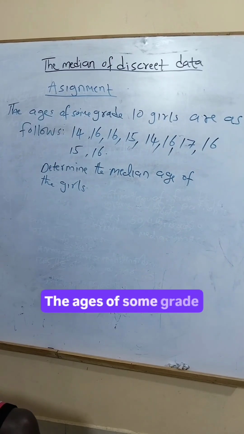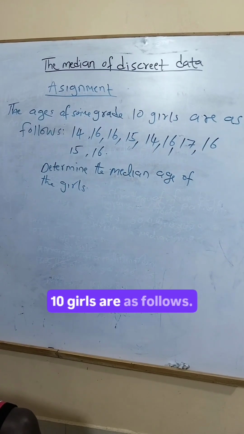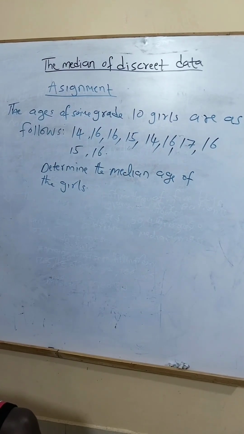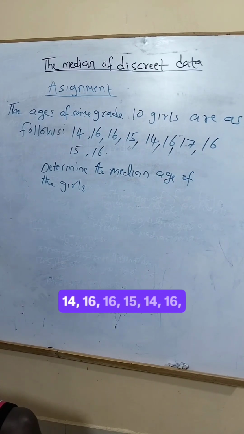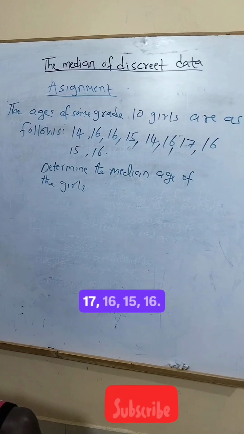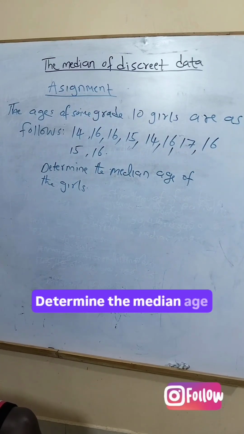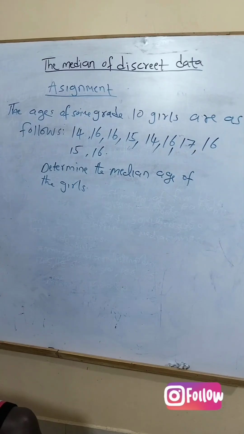The ages of some grade 10 girls are as follows: 14, 16, 16, 15, 14, 16, 17, 16, 15, 16. Determine the median age of the girls.